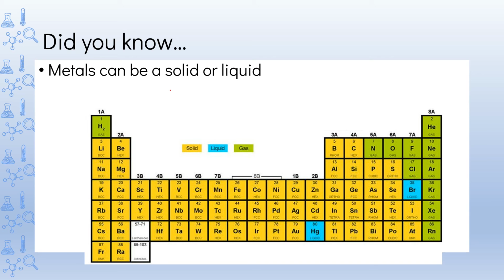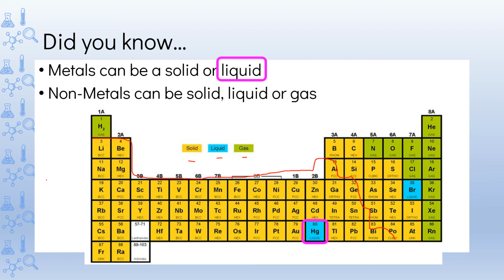So did you know that metals can be solid or liquid? The colors here represent the states of matter. So solid is yellow, liquid is blue, and green is gas. So look at our metals, which is all these in here. Notice that they're all yellow except for, bam, mercury. Mercury is the only one that is a liquid.